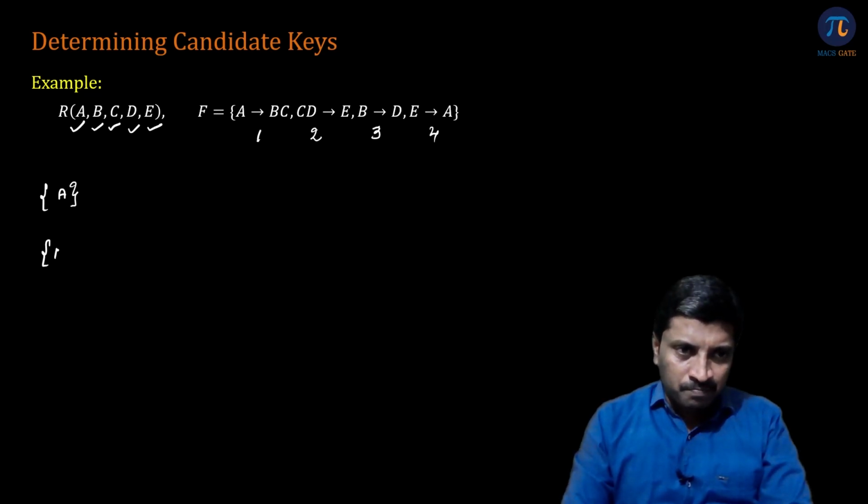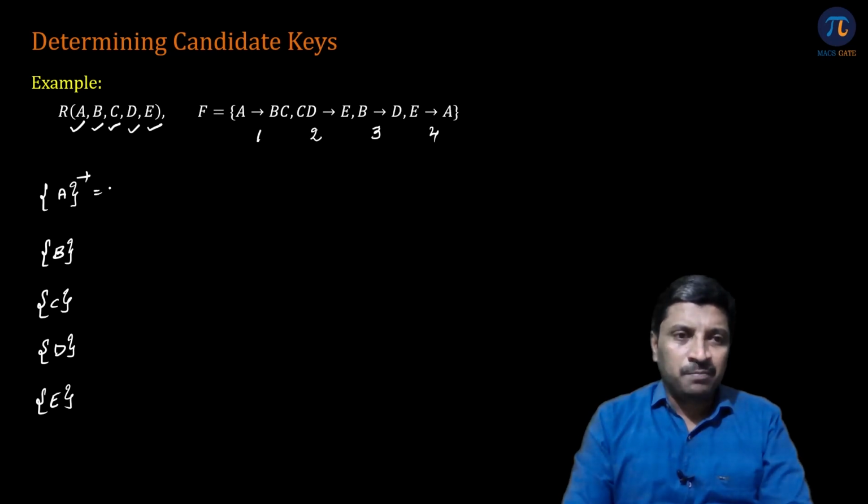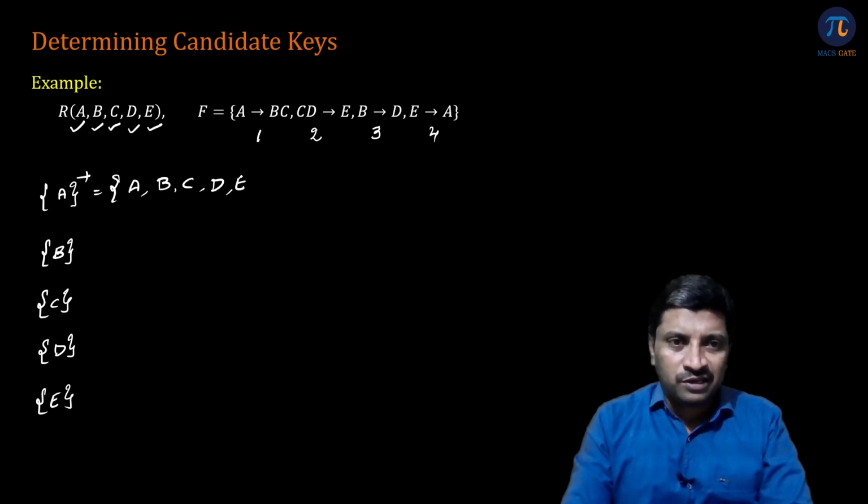A, B, C, D, E. What is the closure of A? With A we can find A. By using 1 I can find B, C also. Then by 3 we can get D also. Then by using 2 with C comma D we can get E. So we got all attributes. So this is a candidate key.